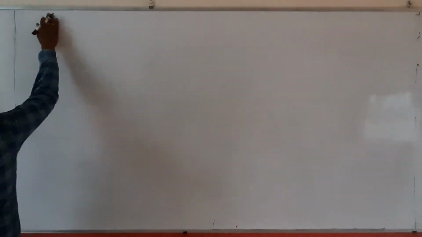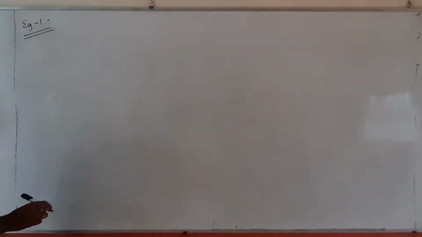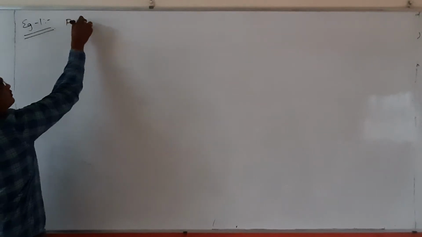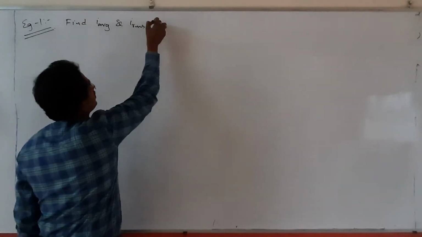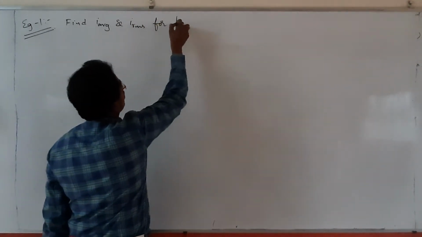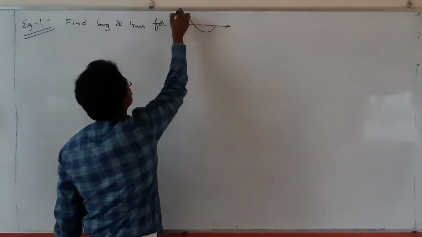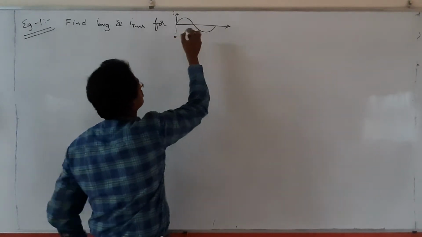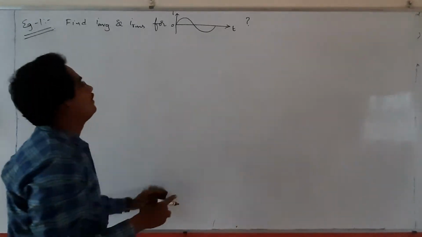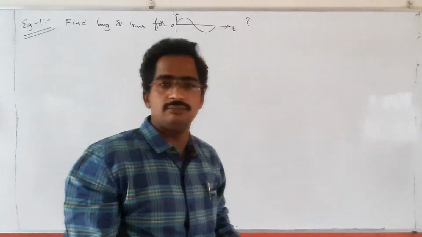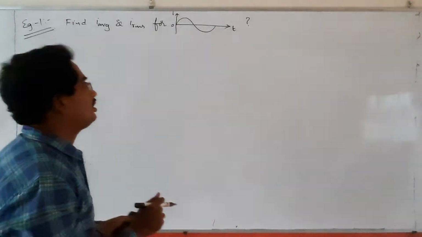So example 1. Here find I average and IRMS for the cycle of AC given in the diagram. So for that cycle of AC, we want to get I average and IRMS. So how to do it?